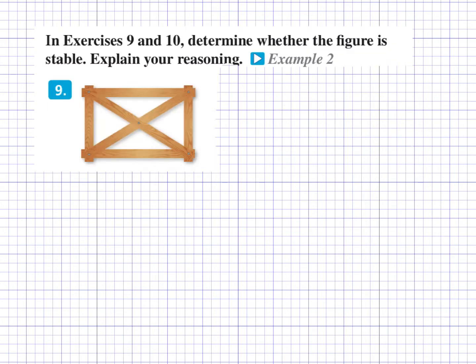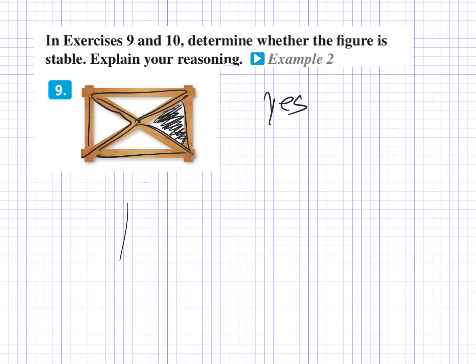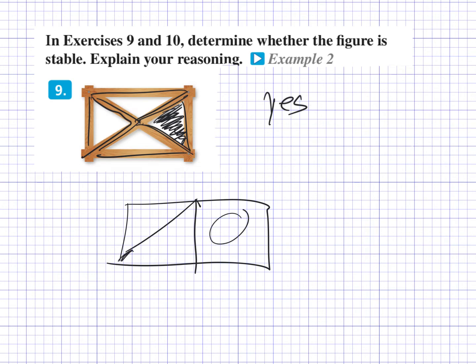Stability means every single picture is a triangle. There's a triangle, there's a triangle, there's a triangle. So every opening, I should say, is a triangle. So you're looking at the openings here. Those are all triangles. So yes, it's stable. So if you had something like this, again, there's a triangle, there's a triangle, but this right here is not a triangle. So that would not be a stable picture.